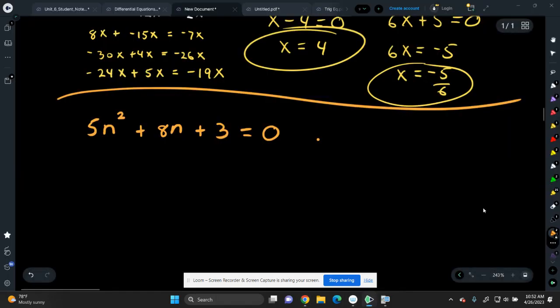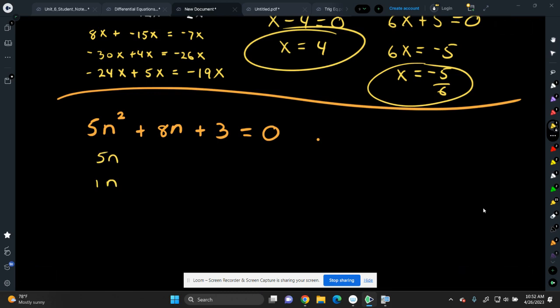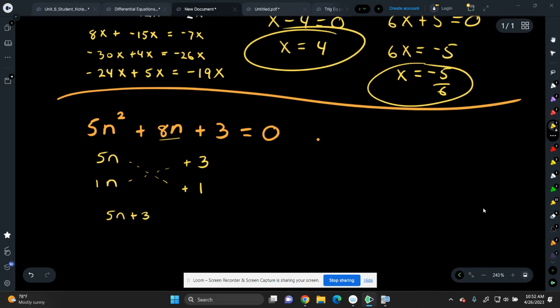Okay, so we're going to factor. This is the Murray method. Anytime there's something other than a 1 in front, it's the Murray method, okay? So we're doing 5n times 1n. And then over here, I'm going to do 3 and 1, positive 3 and positive 1. When we cross multiply, it has to add up to 8n. So we get 5n plus 3n, and that equals 8n.